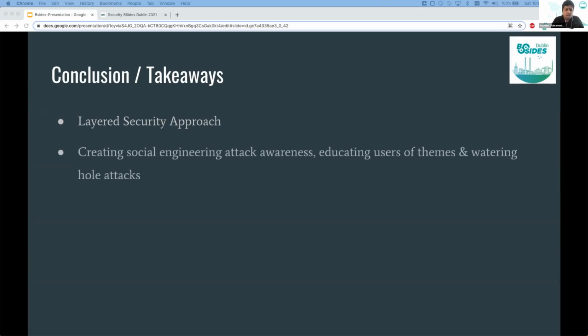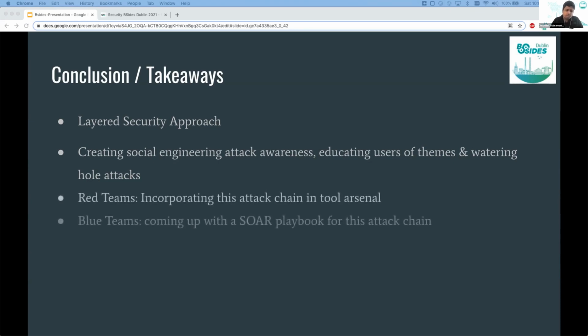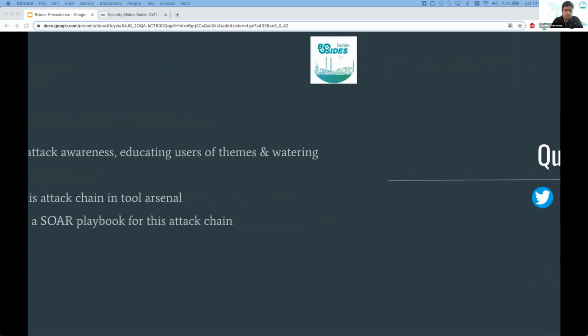Secondly, creating social engineering awareness of watering hole attacks and the common themes that are being used by these campaigns. I think GoPhish is a great open source tool that could potentially be customized and used for creating awareness about such class of attacks. And lastly, for red teams and blue teams, it might be useful for red teams to include these specific techniques in their tool arsenal. And blue teams can probably come up with a playbook on defending and getting more visibility into this specific attack chain.